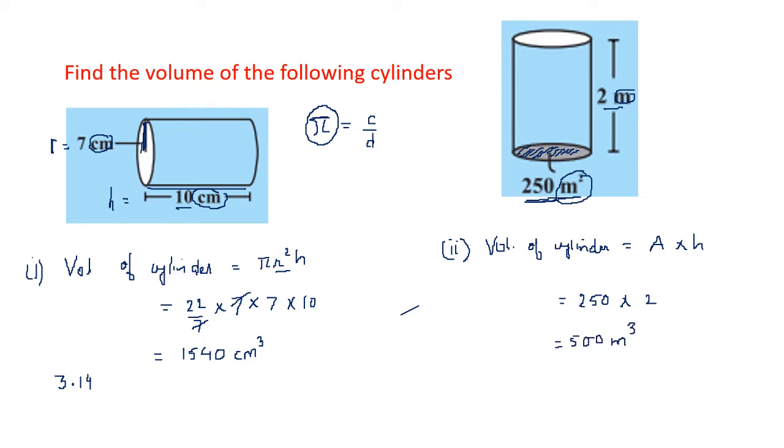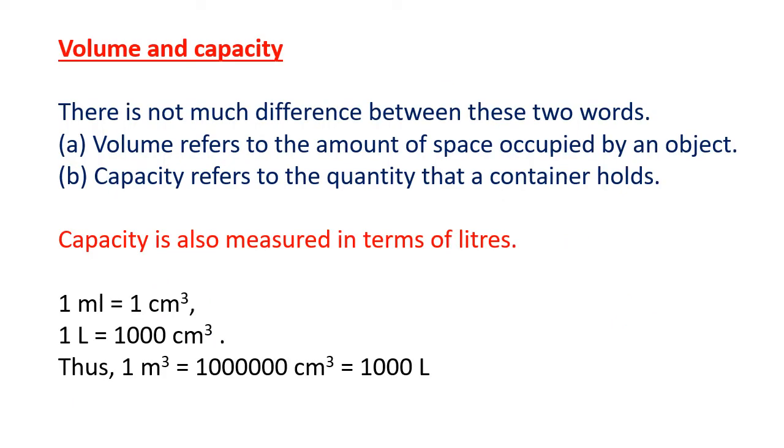So meter square into meter gives us meter cube. Now in both these sums, the units were consistent: radius was in centimeter, height was in centimeter. Here the height was in meter and the area was in meter square, so no conversion is needed at any place. But in case the sum has radius in centimeter and height in meter, or height in centimeter and radius in meter, then we'll have to convert the units before we can find out the volume. Now let us try a few more sums.